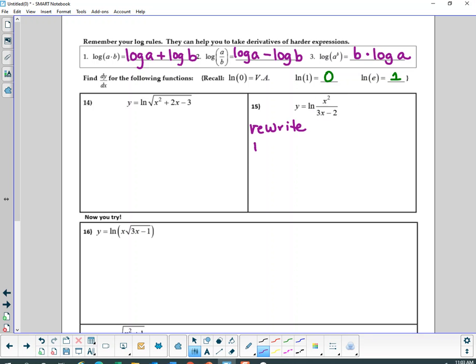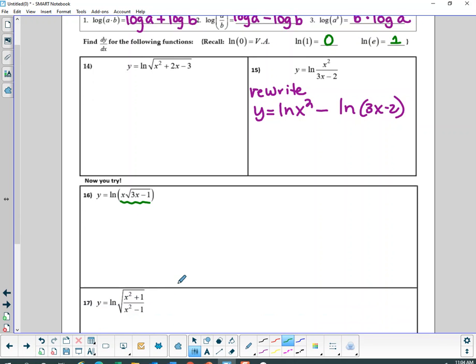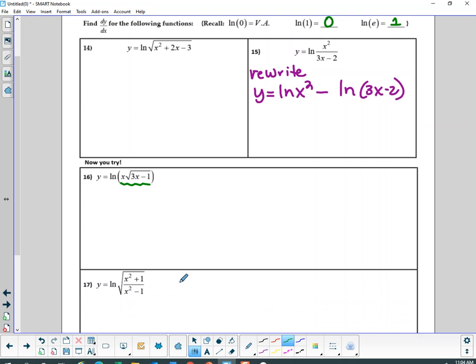So I rewrite this as y equals the natural log of x squared minus the natural log of 3x minus 2. I can take the derivative of that, and it will be a lot easier. Splitting up a product. And here you've got a quotient and a root, and having something under a root typically creates the scenario where you're bringing that 1/2 down to the front.